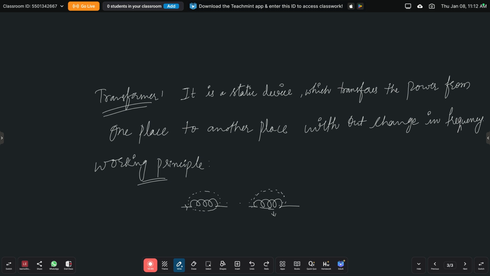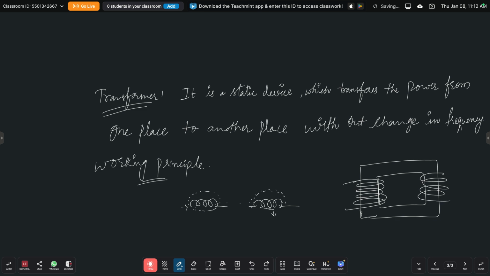So basically, we are going to draw the basic transformer. This is the magnetic core. On this magnetic core we represent the windings. Here we have two windings, the LV winding and the HV winding. For example, this is the LV winding and this is the HV winding. Here N1 is the number of turns on one winding and N2 is the number of turns on the other. We call them the primary and the secondary.